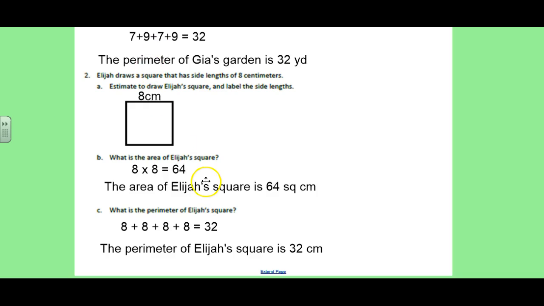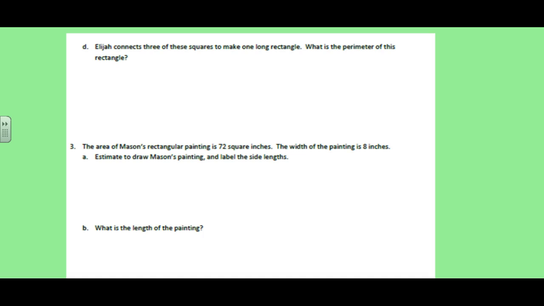Okay, so to find the area of Elijah's square, you had to do 8 times 8, which is 64. So the area of Elijah's square is 64 square centimeters. To find the perimeter, you had to add up all of the side lengths, and since each side is 8 centimeters, you had to do 8 plus 8 plus 8 plus 8, which equals 32. And so that tells us that the perimeter of Elijah's square is 32 centimeters.